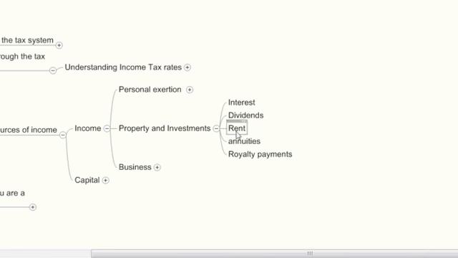Or rent. If you have a property and you rent it out to people and you're collecting rent, what happens is that after you pay all the expenses like management fees, council rates, or whatever, the net rent is added to your total income, and you have to pay tax on that as well. And annuity and royalty payments. So that's the second type of income.